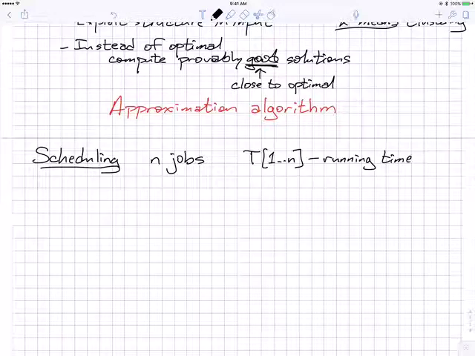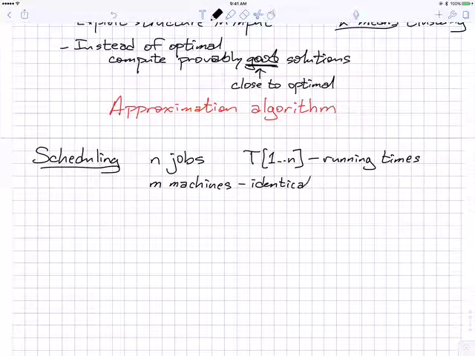Now, those of you who do systems for a living should already be snickering. How do I know the running time of the job in advance? You don't. This is an abstraction of a real scheduling problem. And I have m machines, which I imagine to be identical. And I want to assign each of my jobs to a machine. And then after the assignment is done, each machine will execute its assigned jobs serially, one at a time, until it's done.